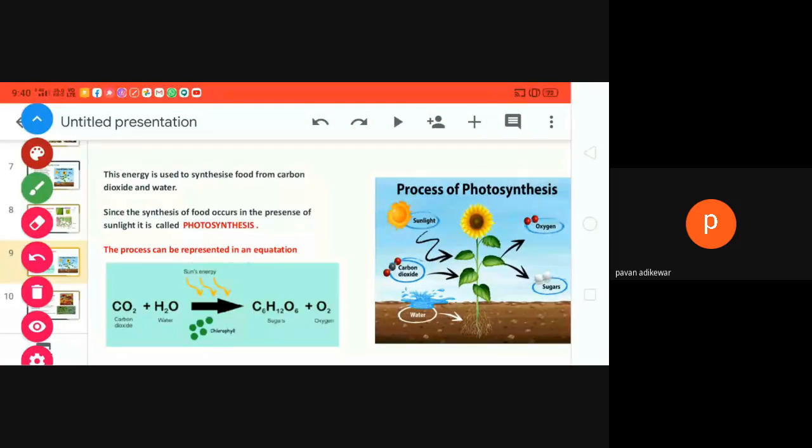Yes, sir. Sir, can you repeat it? Synthesize is nothing but preparation, mixing, preparation. So see, chlorophyll absorbs sunlight from the sun, right? So that sunlight energy is used to synthesize the food from carbon dioxide and water.